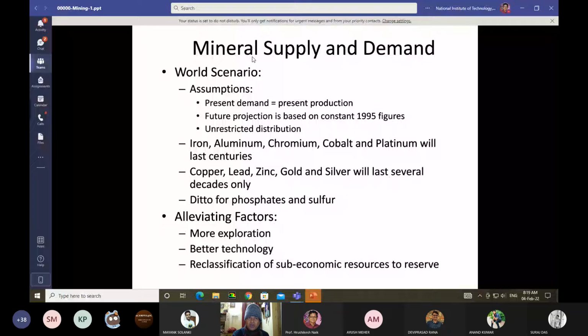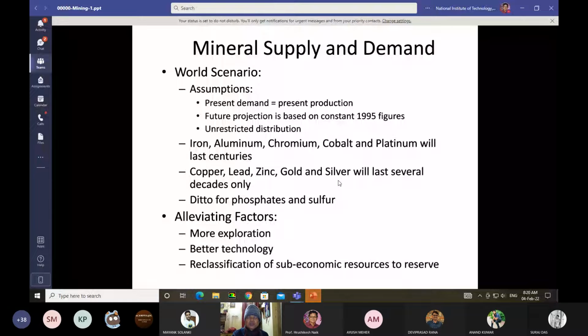Mineral supply and demand: the world scenario is like this. Present demand equals present production. Future projection is based on constant 1995 figures. Iron, aluminum, chromium, cobalt, and platinum will last centuries. Copper, lead, zinc, gold, and silver will last several decades only. Other options are to reduce the consumption of the minerals, with smaller households, more leisure, travel, convenience, etc.